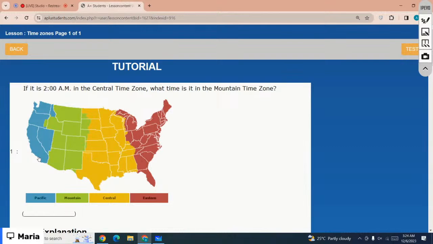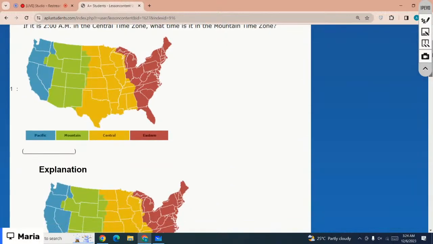So you have four time zones: the Pacific, the Mountain, the Central, the Eastern. The question is, if it is 2 a.m. in the Central time zone, what time is it in the Mountain time zone? You have to convert from Central to Mountain. Here is the Central zone and here is the Mountain zone.